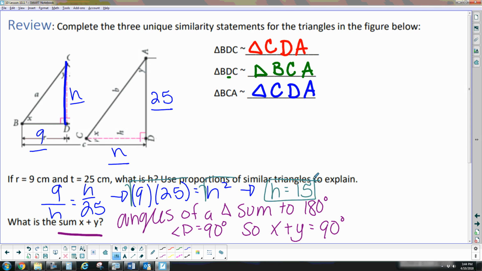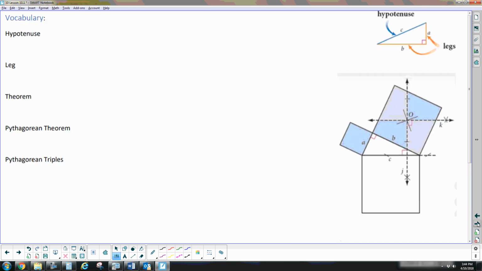Okay, now this is important. This review was important because in the Pythagorean theorem, we are working specifically with right triangles like we did in this example. But before we do that, we have a few vocabulary terms. So in this diagram on the right, this is your hypotenuse. And so in a right triangle, the hypotenuse is the opposite side of the right angle.